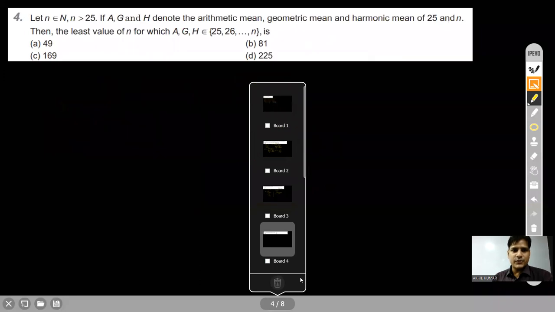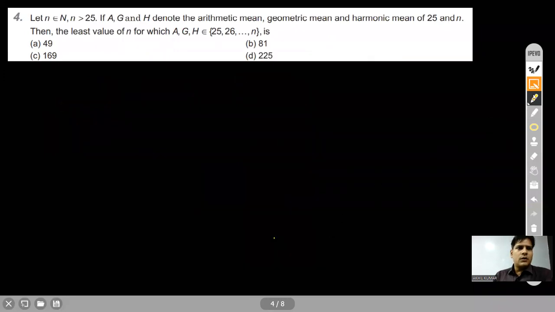So let's move to the next question, question number 4. It is saying N belongs to the natural numbers and N is greater than 25. If A, G, H denote the arithmetic mean, geometric mean, and harmonic mean of 25 and N, then we have to find the least value of N for which A, G, H belong to 25, 26, up to N. Like, A, G, H should lie between 25 and N, and A, G, H must be integers. So for fulfilling this criteria, what will be the least value of N?